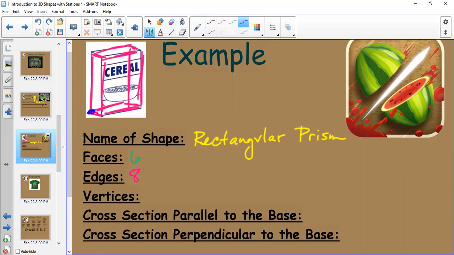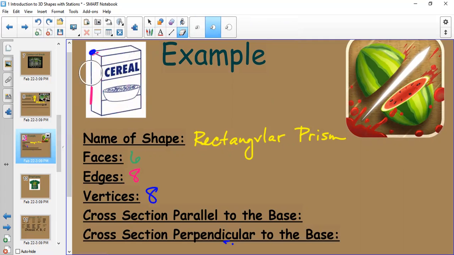Vertices, those are points. I've got 4 points on the bottom. I've got 4 points on the top. That gives us 8 vertices. All right, last one, the hardest part for a lot of people. If I slice this shape in half parallel to the base, which means running the same direction as the base, I should get the same shape as the base. So in this case, I'm going to get a rectangle if I would break that prism in half.